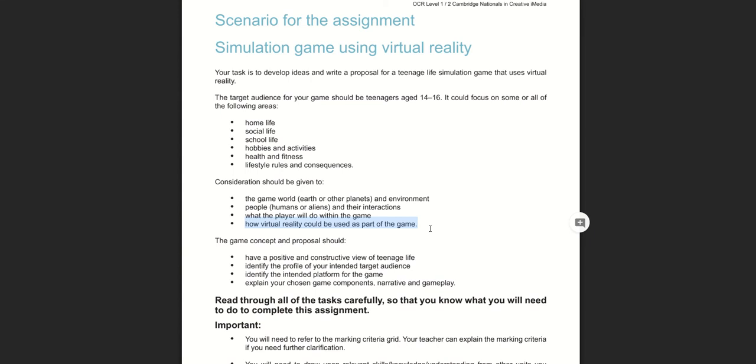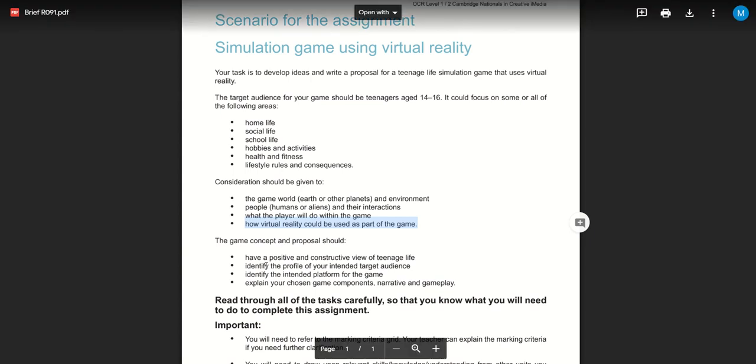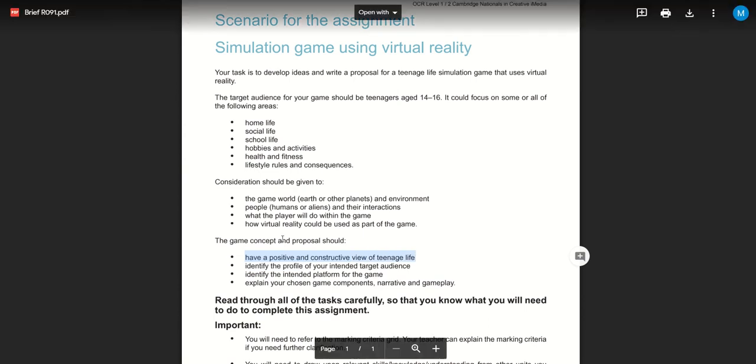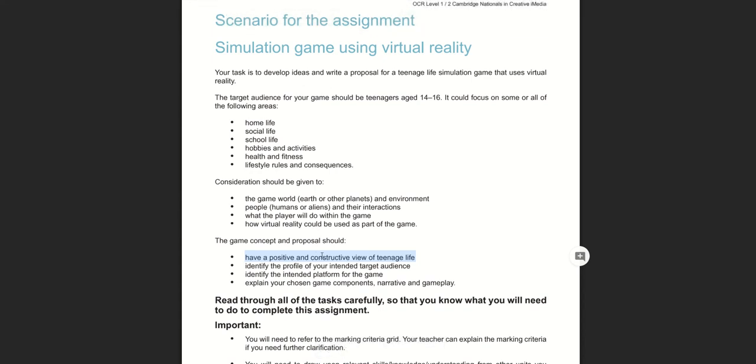Okay. Now, down the bottom, there are these other 4 bullet points. It says you have a positive and constructive view of teenage life. Now, I know this isn't necessarily very cool, but it is something that you've got to include. So the game concepts and proposal should have a positive and constructive view of teenage life. So you could take a negative view of this. You could take the view that you're going to show all the bad things that could happen if you do bad things. Equally, you could do it the other way around.